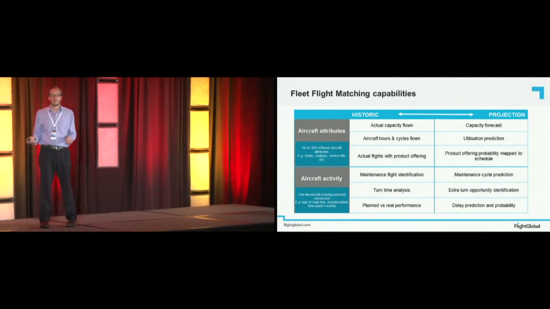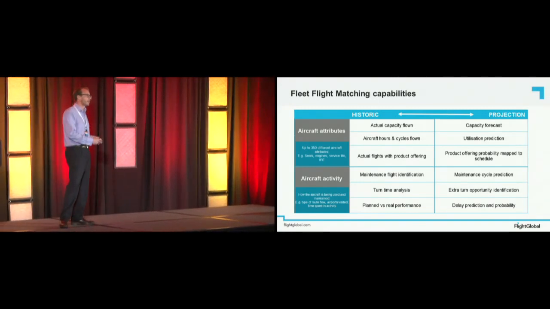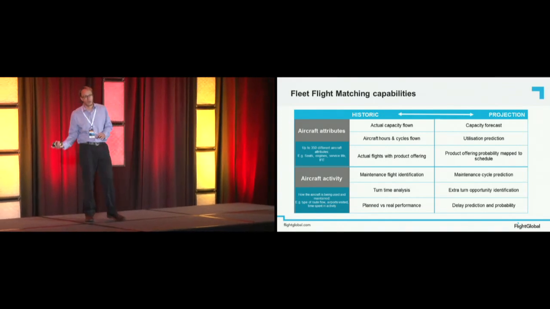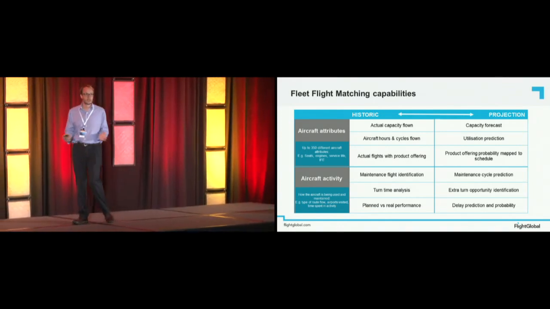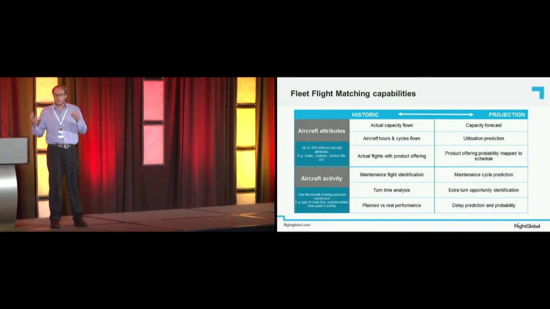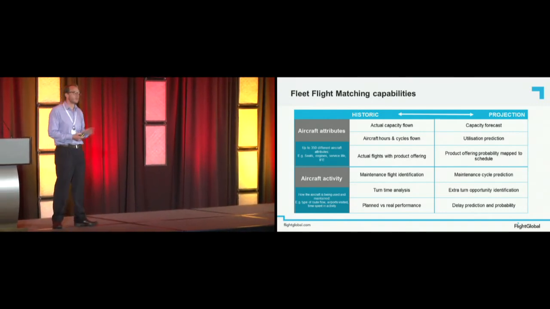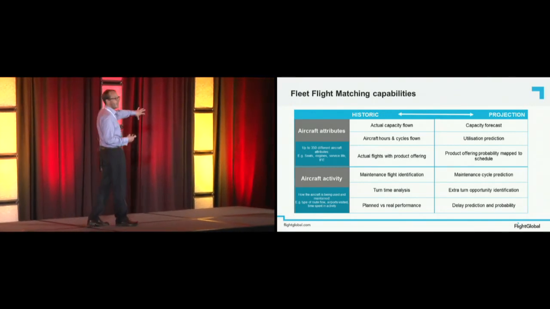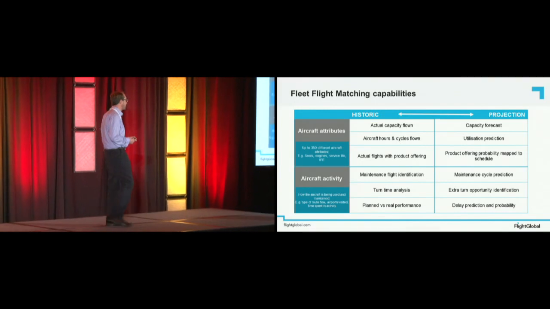And you've also got aircraft activity. So this is observed aircraft behavior. How long did it spend on the ground? Where did it fly between? What were the conditions at the time? That kind of thing. And fleet flight matching allows us to build up a true historical picture of what's going on, both with the application of the aircraft attributes and how it's being used.